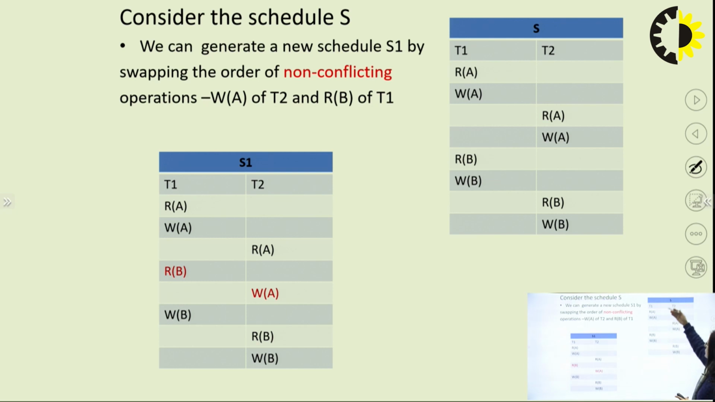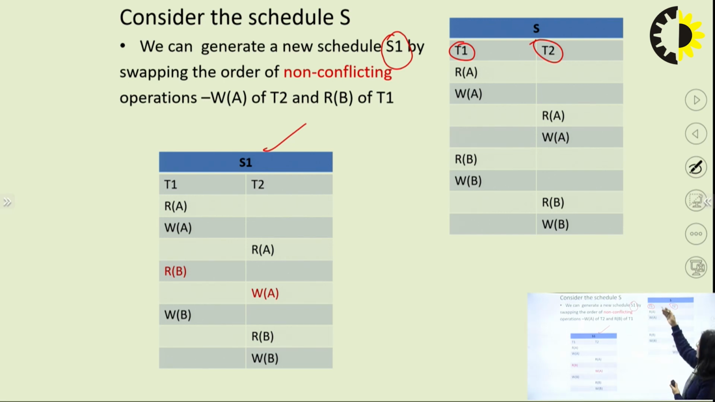Consider this schedule S. This schedule S has 2 transactions T1 and T2, with some operations on different data items, right? Now we generate a schedule S1, this one, by swapping the order of non-conflicting operations.